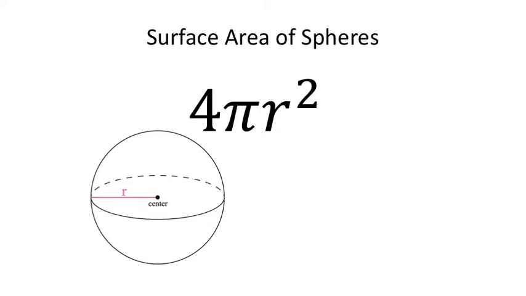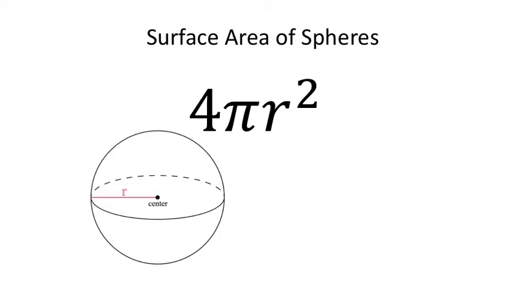All right, finding surface area of spheres. This is the formula for the surface area of a sphere: 4 times pi times the radius times the radius. You can say radius to the power of 2. So that's really the only measurement you need on a sphere in order to find its surface area.